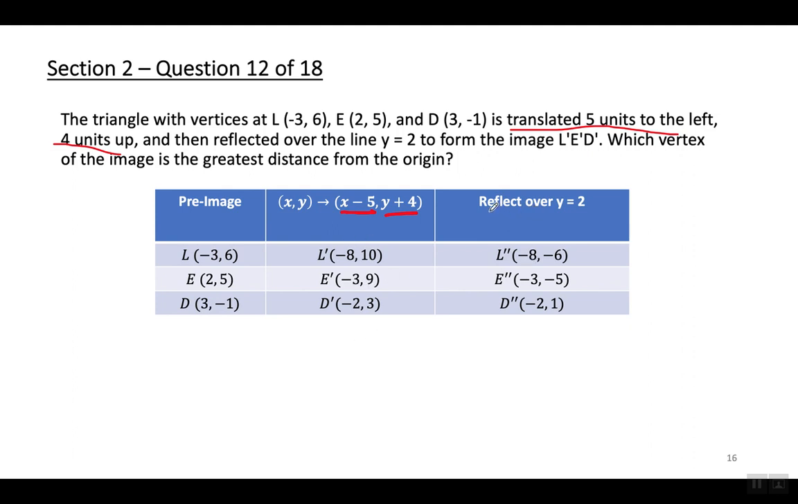Alright, now the last one is reflect over the line y equals 2. Okay, so picture this a second. The line y equals 2 is right here. If you don't know why it's right here, I explained it in section 1 of the review. I'm not going to re-explain it right now. Ok, aquí está la línea y igual a 2. Si no saben por qué está ahí, lo expliqué en sección 1 del repaso.